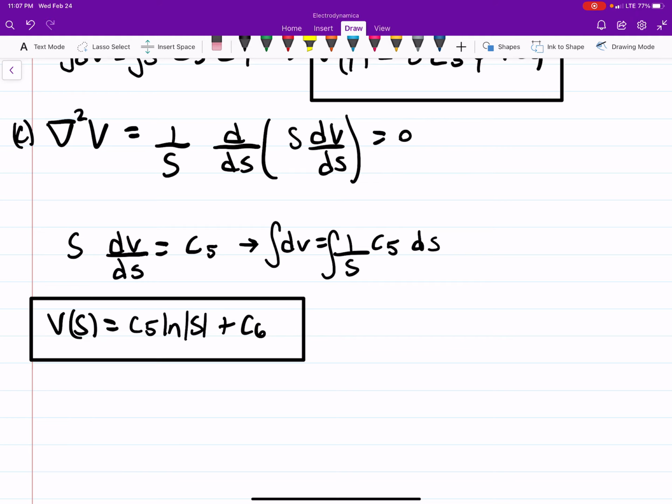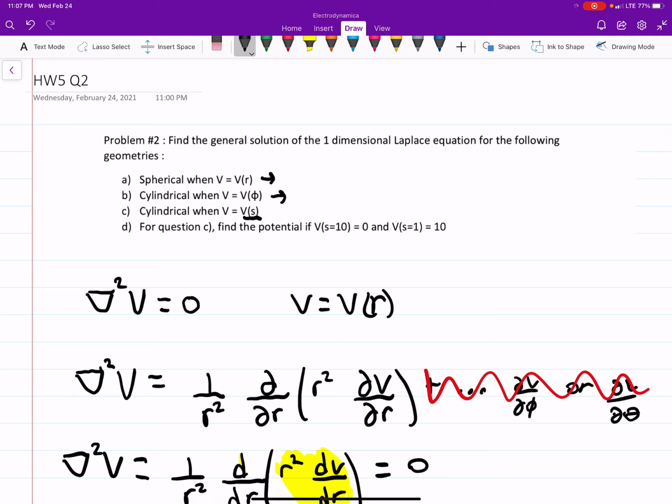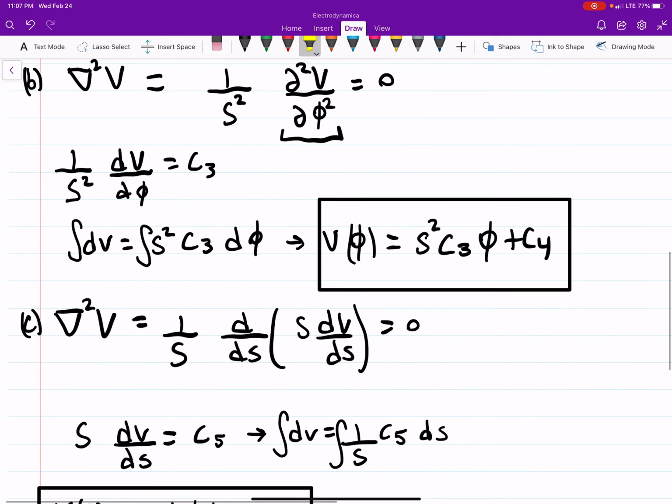So those are the Laplacians for those particular geometries. And then in the last one, they give us initial conditions, which is find the potential if V of 10 equals 0 and V of 1 is equal to 10. And that's for part C.